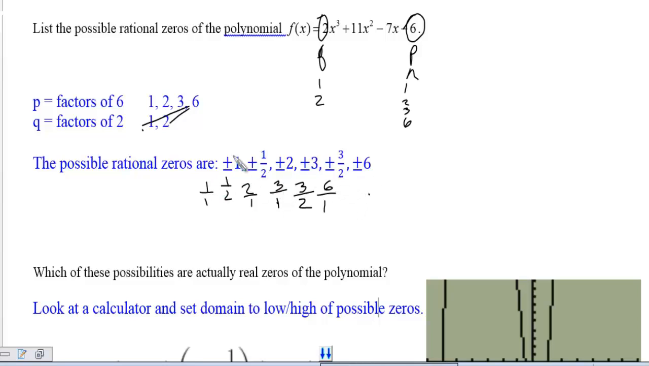And then we can condense these down. So I get plus or minus 1, plus or minus 1/2, plus or minus 2, plus or minus 3, plus or minus 3/2, plus or minus 6. These are all the possible rational zeros of this polynomial. It could intercept anywhere here.